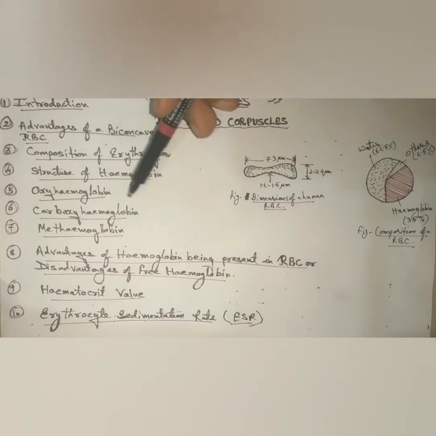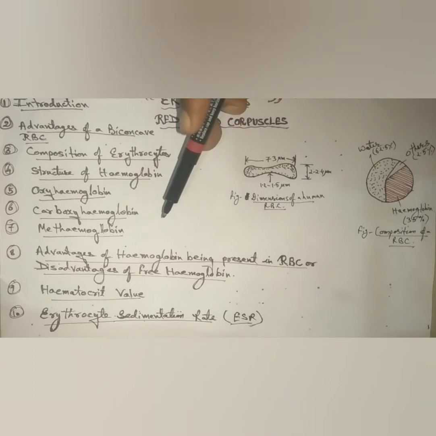Next, carboxyhemoglobin. Hemoglobin can also combine with carbon monoxide to form carboxyhemoglobin. The affinity of hemoglobin for carbon monoxide is 250 times more than for oxygen. The carbon monoxide molecules occupy the same position on the heme as occupied by oxygen. Therefore, carboxyhemoglobin cannot now form a complex with oxygen. Thus, carbon monoxide acts as a powerful respiratory poison.